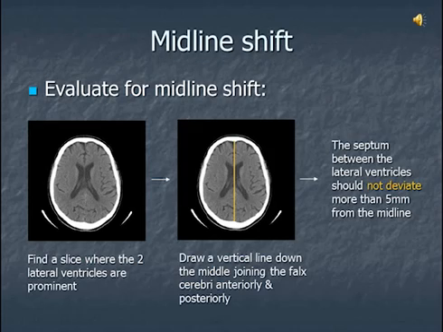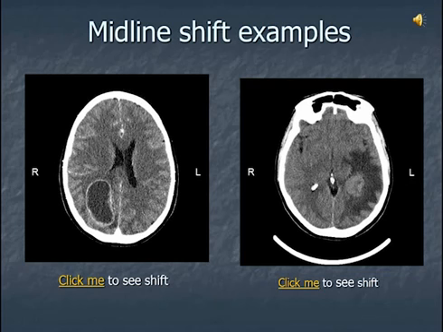When examining the midline, one should always evaluate for midline shift. Drawing a vertical line down the center should show relative symmetry between the two hemispheres. The septum between the lateral ventricles should not deviate more than 5 millimeters from the midline. Here are two examples of midline shift. On the left image, an abscess causes shift to the left, while on the right image, a tumor is causing shift towards the right.